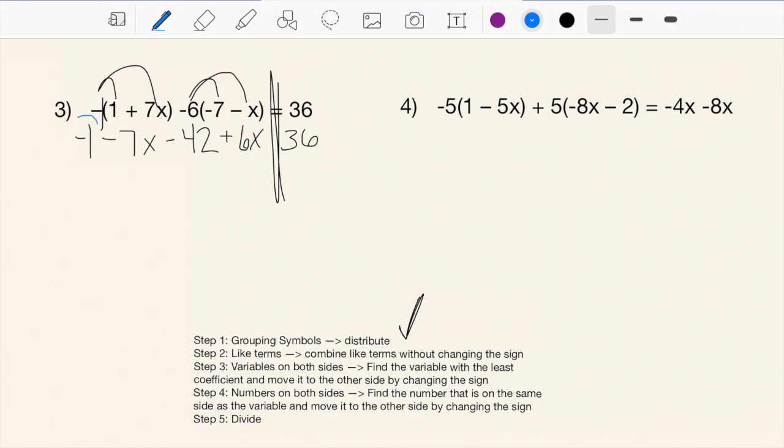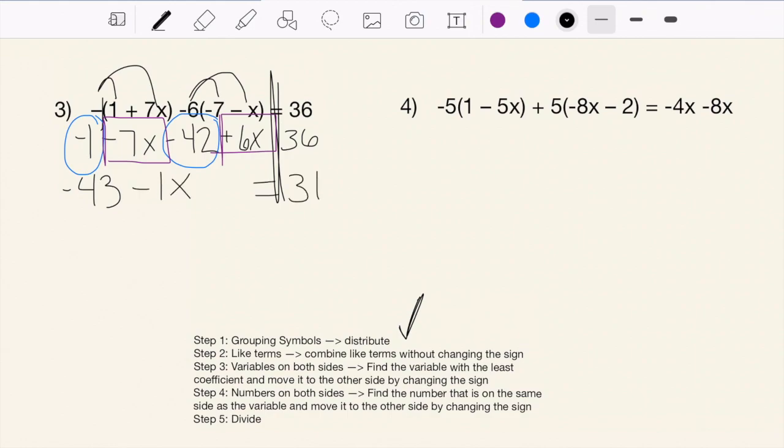We have a positive 1, and we have a negative 42. They're numbers by themselves. They have the same last name. And the same with negative 7x and positive 6x. So again, we're looking for the same last name. Numbers by themselves have the same last name. So negative 1 and negative 42 will give us negative 43. And then negative 7x plus 6x will give us negative 1x.